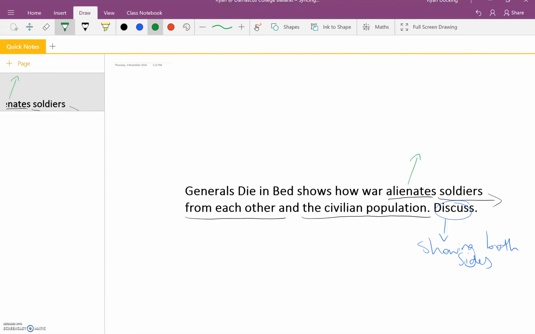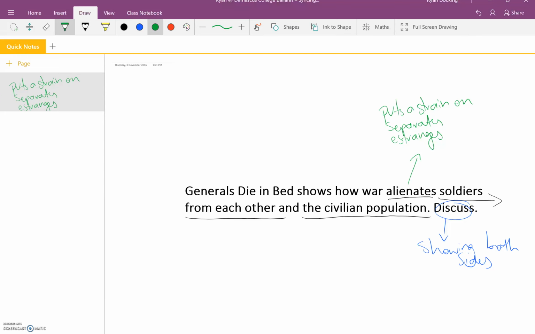So for alienates, we'd be looking at words or phrases like puts a strain on, or separates, or estranges. So it's looking at separating those two things. When we look at the other content words, we're looking at soldiers being separated from each other and the civilian population being separated from the soldiers.